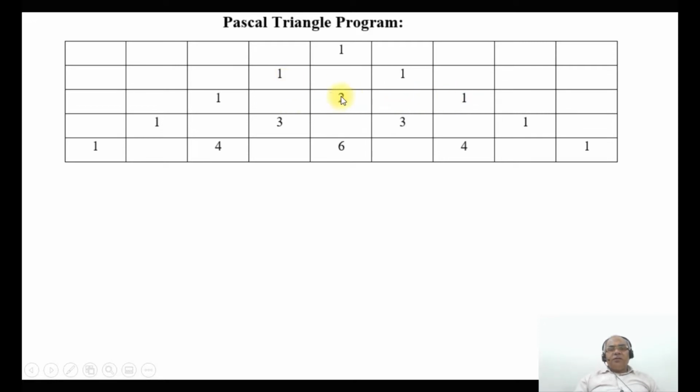If you want to have this point, we are going to have 1 plus 1, it becomes 2. Similarly, 1 space, 1 plus 2 becomes 3. 2 plus 1 becomes 3 here. Then we have 1. Then 1 space, 1 plus 3 becomes 4. Then we have space. Then 3 plus 3 becomes 6. Then we have space. 3 plus 1 is equal to 4. So this is the nature in which the Pascal triangle is going to be formed.